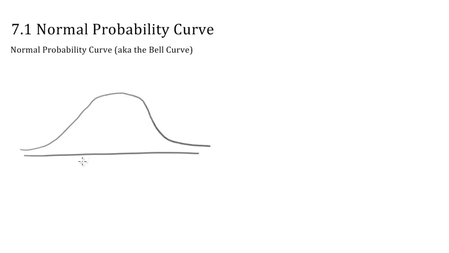Okay, this is my second video from section 7.1, and we're going to talk specifically about the normal probability curve. Normal probability curve, you know what it looks like. We have a horizontal line here, and above that we have something that looks something like a bell shape. This horizontal line here, the data is on here, on the x-axis.